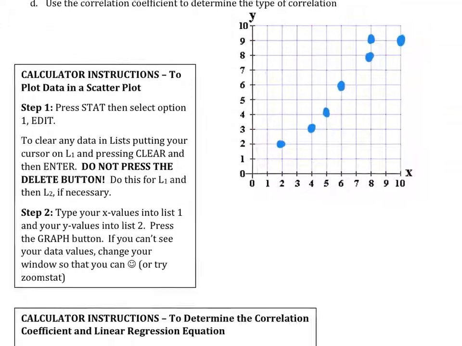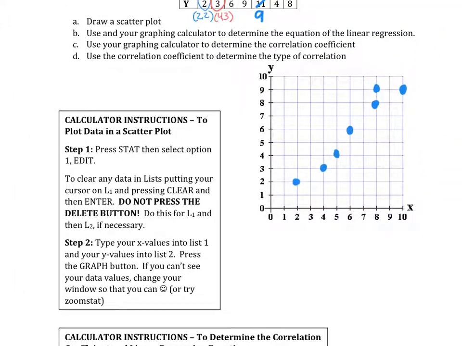All right, so that's a way you can use your calculator to graph your scatter plot if you don't want to do it by hand, but sometimes you will have to do it by hand, so make sure you're good with both.